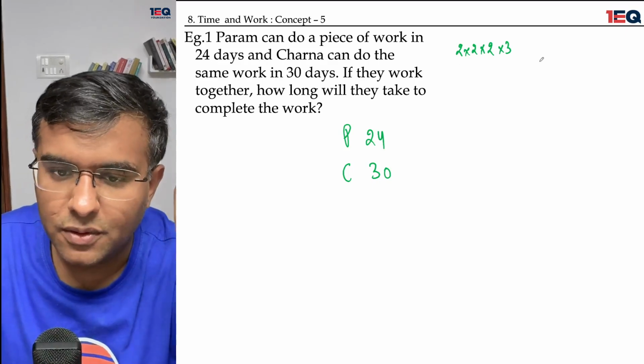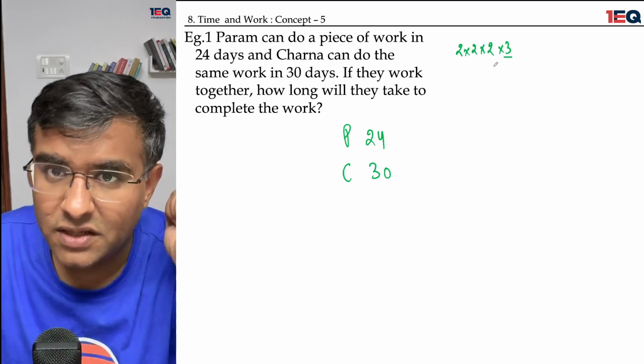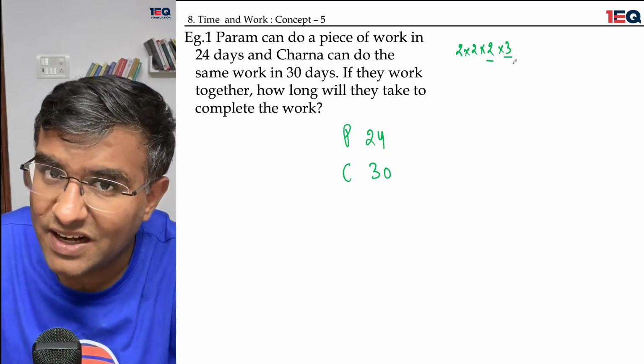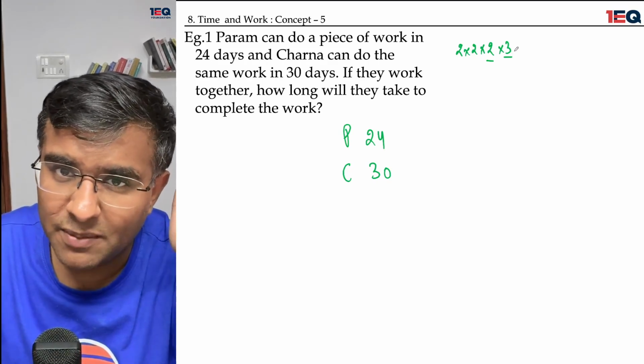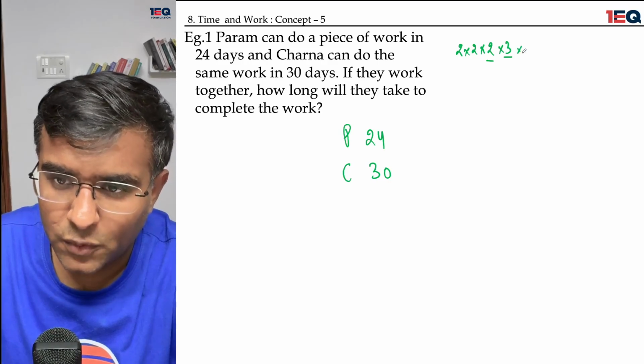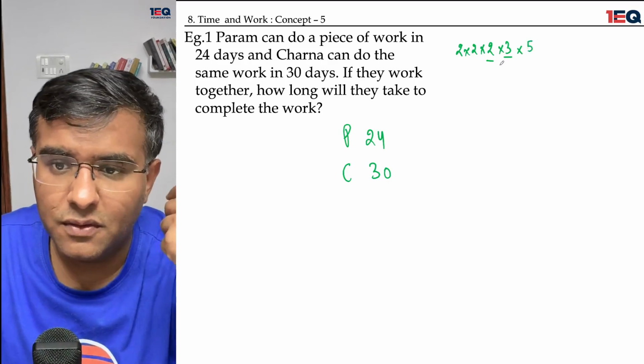8 3s are 24. Now I need to accommodate 30 in this. I already have a 3 with me. I already have a 2 with me. I just need one 5. Why? Because 30 is made up of 6 multiplied by 5. I already have 6 with me. So I'll just put a 5 over here.